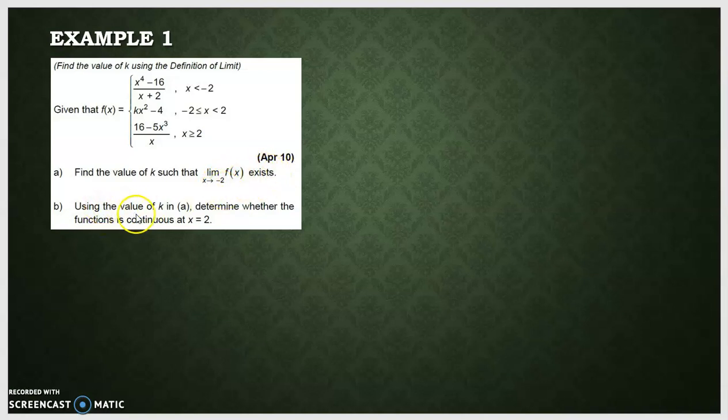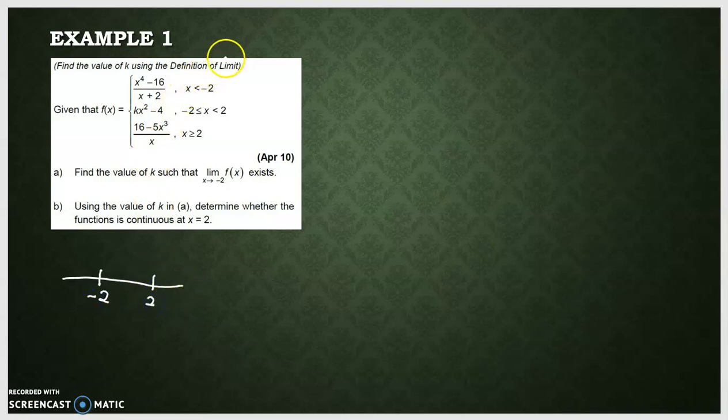Using the value of k in A, determine whether the function is continuous at x equals 2. So before we try to answer this question, it's better that we start with drawing the real number line. So now we have -2. Another value is 2.